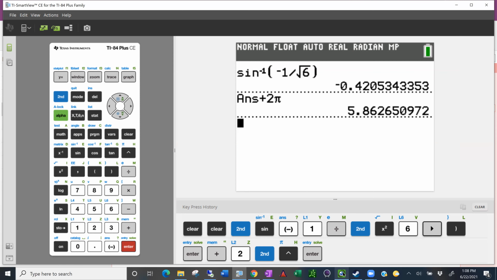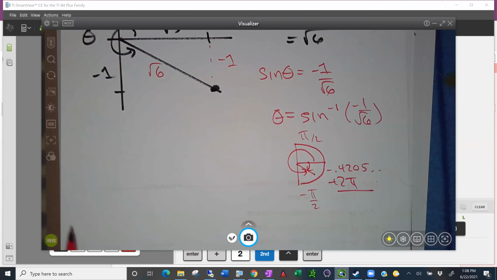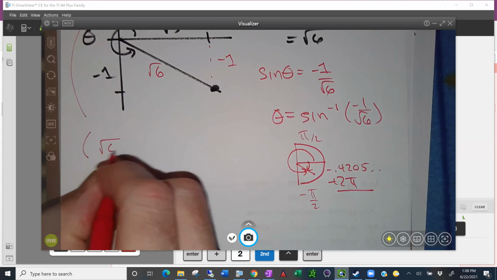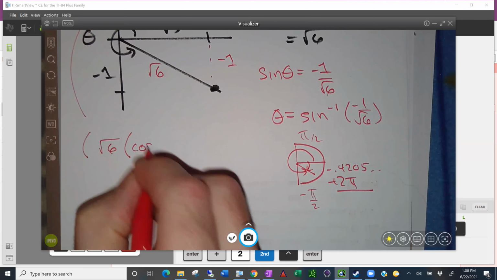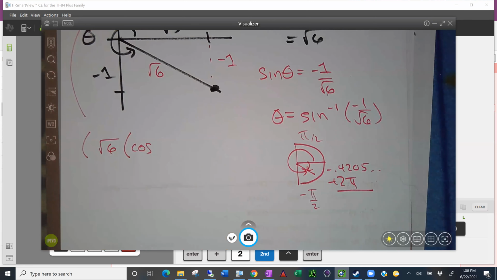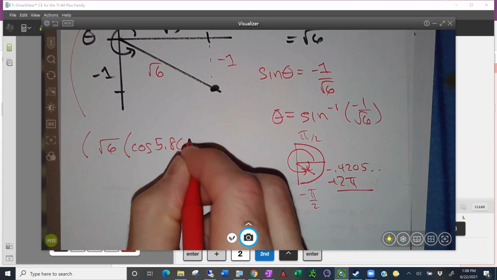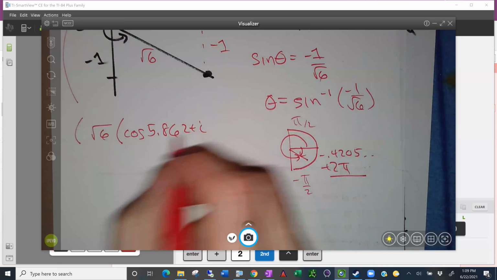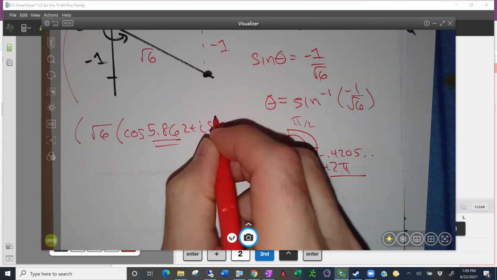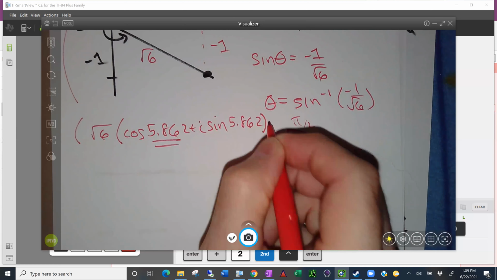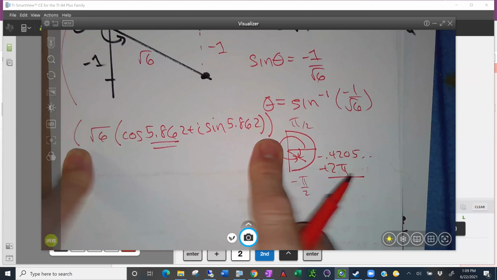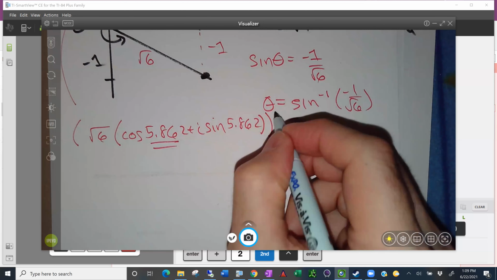Let's do that. So it's going to be square root of 6 times cosine of whatever that mess was, 5.862. Are we doing equals? Well, let's just hang on to this for a second. 5.862 plus I times the sine of that same angle, right? Correct. 2 parentheses, 1 to close off this, 1 to close off the whole thing. That's going to get raised to the 8th power.